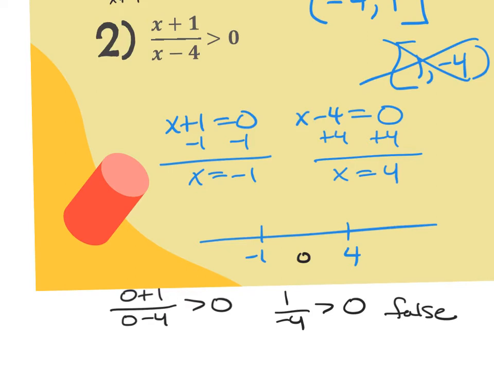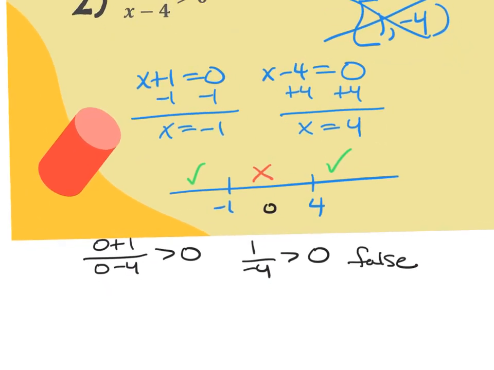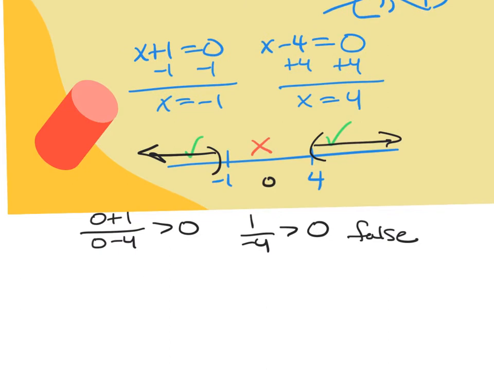So the section that has the 0, which is right in the middle, gets the X, and then the two ends get the check marks. So my graph here is going to be parentheses going to negative infinity, parentheses going to infinity. Interval notation, negative infinity up to -1, unioned with 4 to infinity.